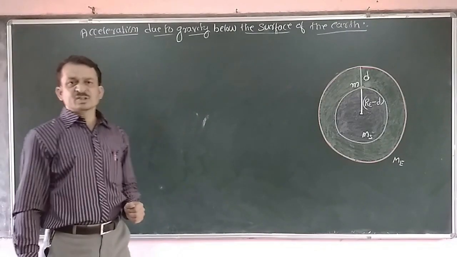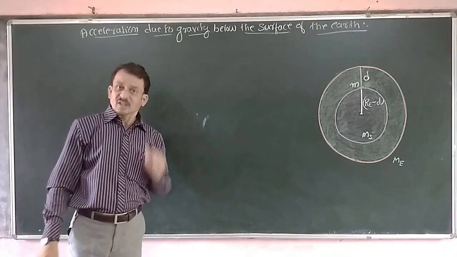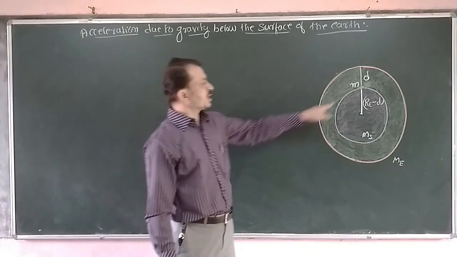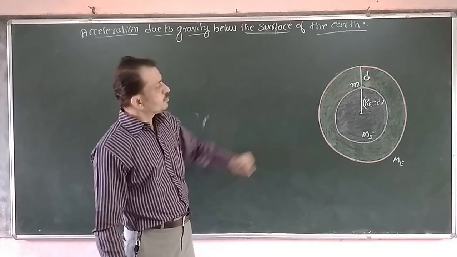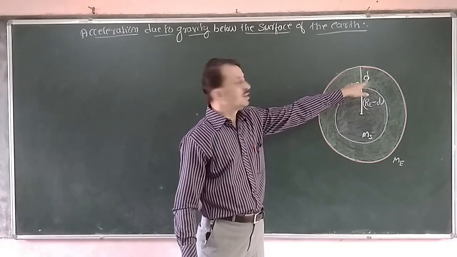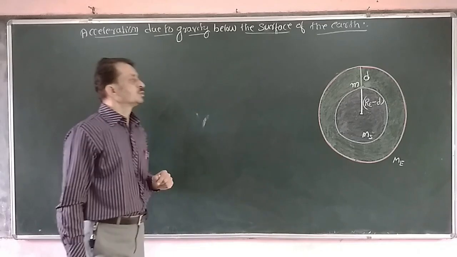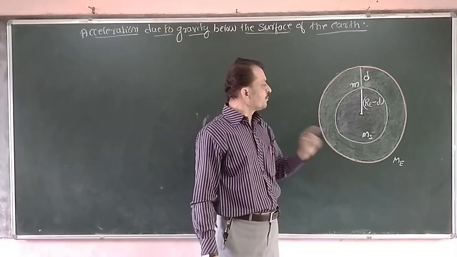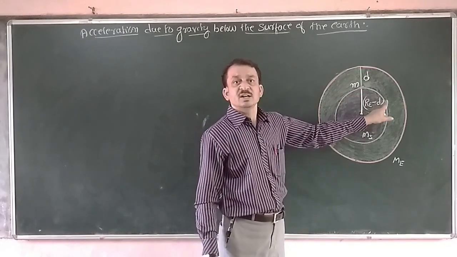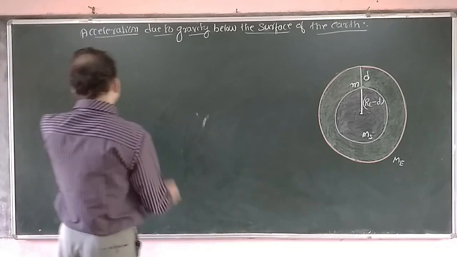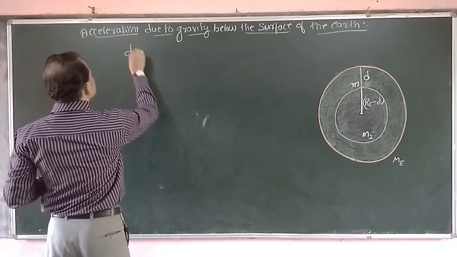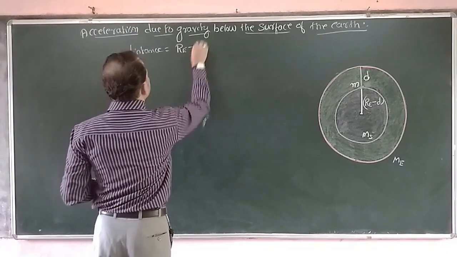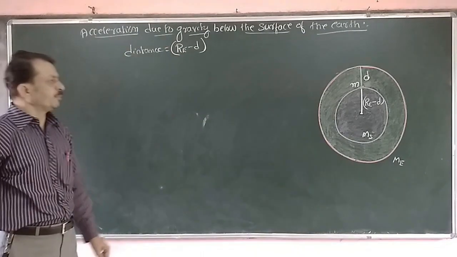Now we will study acceleration due to gravity below the surface of the earth. That means if you consider a point object of mass small m which is at a depth d from the surface of the earth. Now, what is the distance of this point mass from the center of the earth? It becomes Re minus d as shown in the figure. So the distance between them becomes Re minus d.